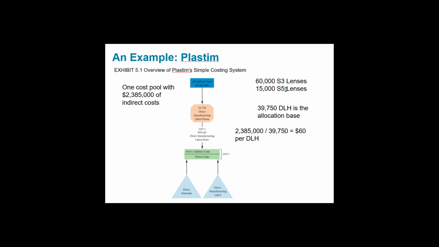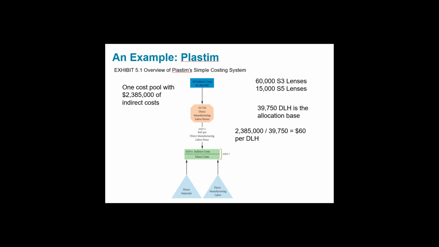Okay, identify the direct costs. Okay, the direct costs would be direct materials and direct manufacturing labor. Then select the cost allocation base to use. Plastim has elected to use direct manufacturing labor hours as the base and estimates 39,750 direct labor hours as the allocation base. And then identify the indirect costs associated with each base. If you have only one base, you'll only need one cost pool for all the costs to be allocated. If you're using multiple bases, then you'll separate the cost pools to be allocated into a separate pool for each base. Okay, this company only uses one allocation base, which means we're only going to have one pool.